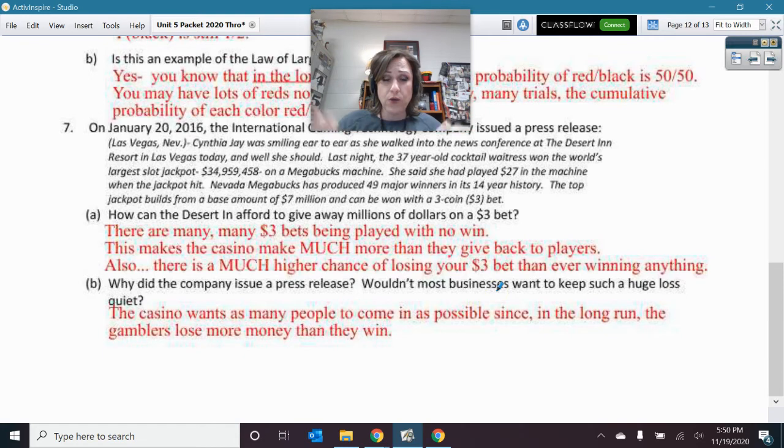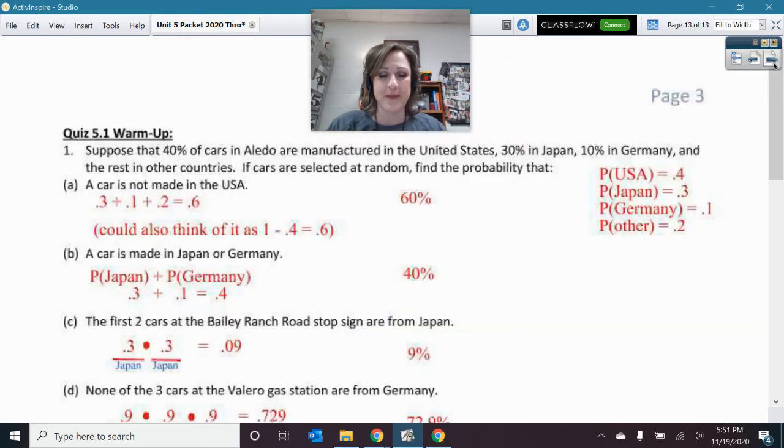So then they're like, whoa, look at these people winning. And they go into the middle, and then they have those lower odds and they lose. So they want people to come on, play, play, play, because the more that play, the more they are going to make.